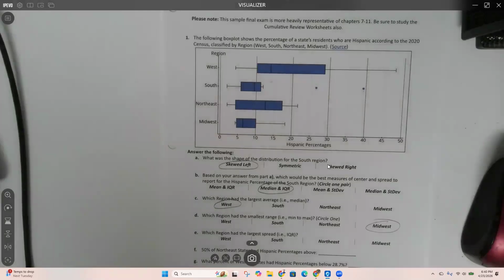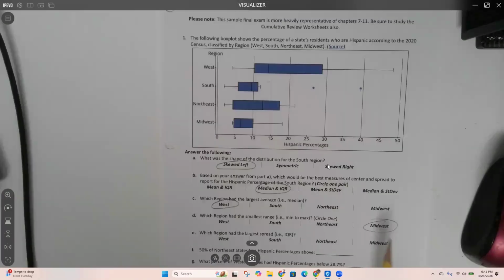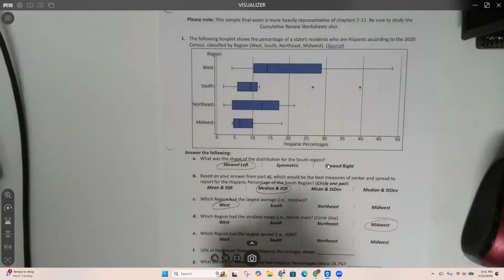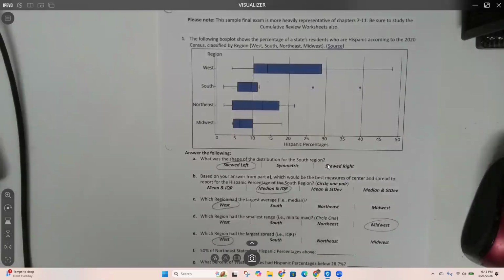Which region had the largest spread? In this case, we're measuring interquartile range. That's the width of the blue box. So we're not looking at the whole range. We said the Midwest is the whole range. Which one has the largest blue box? That would be West. That's the largest interquartile range. Yep, you guys got it.